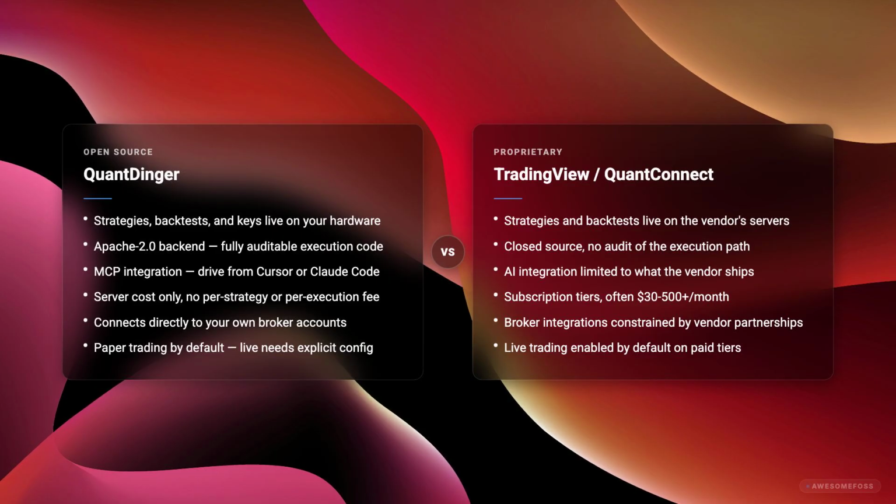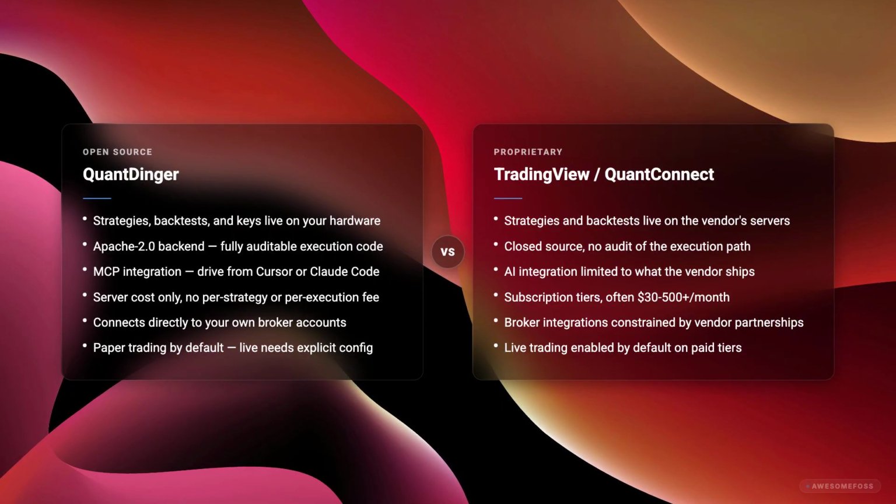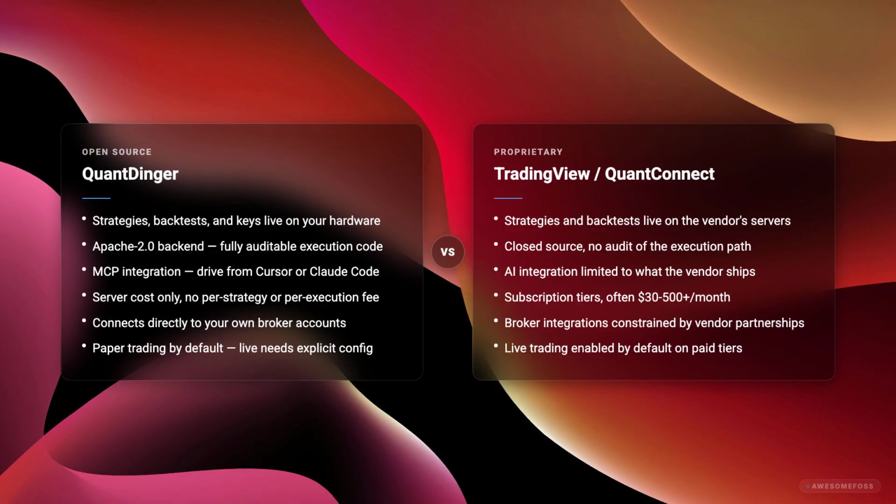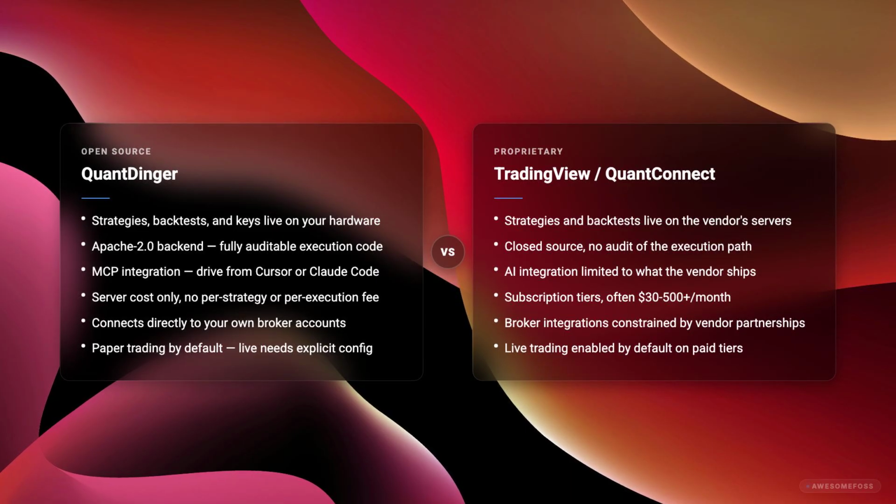QuantDinger asks you to run your own infrastructure. In exchange, the strategy code lives in your own repository. The backtests run on hardware you own, the broker API keys never leave your network, and the only ongoing cost is whatever you pay for the server. For a serious quant who plans to develop strategies for years, the storage and execution layer should not be a subscription. That is the entire pitch.